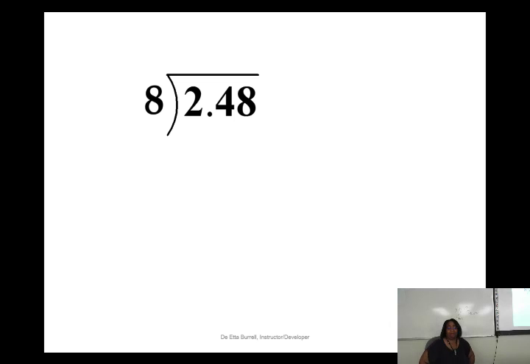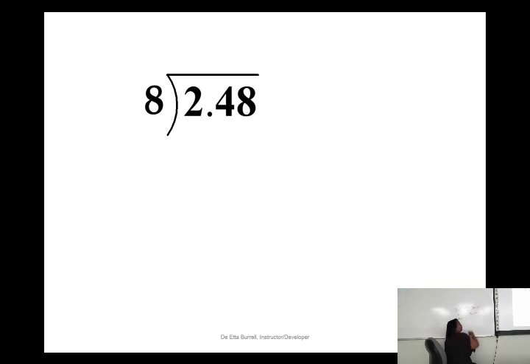Okay, now, the first thing you need to do is you need to take care of your decimal place. Is my divisor a whole number? If it is a whole number, then all I need to do is find the decimal in my dividend and bring it straight up. The answer to a division problem is called what? What's this answer going to be called? A quotient, yeah.